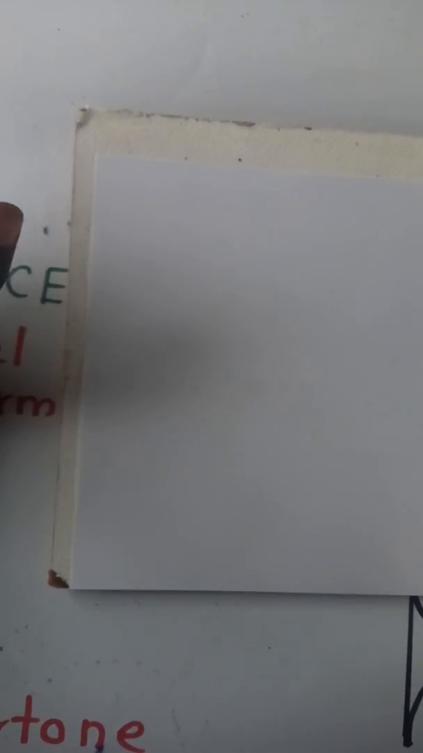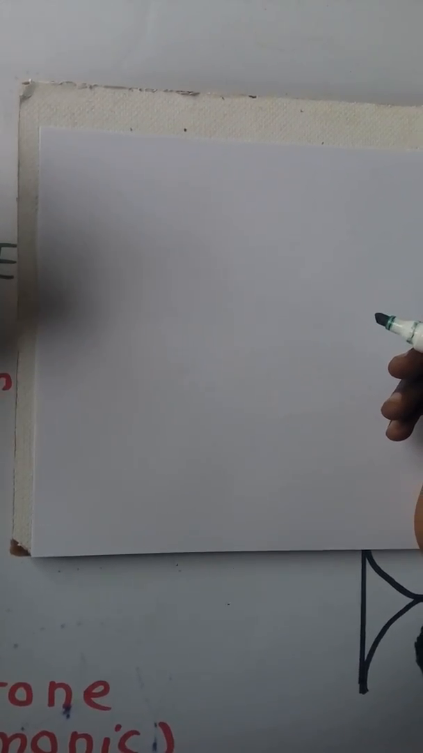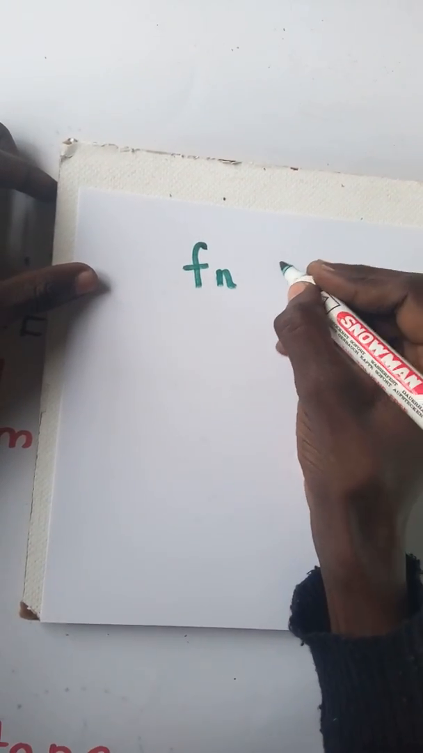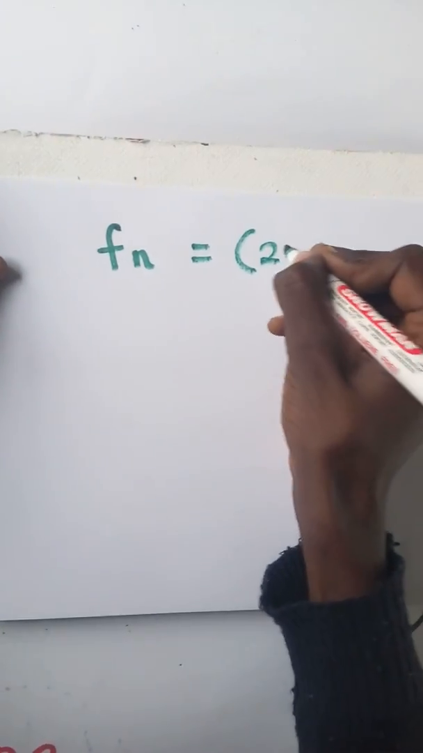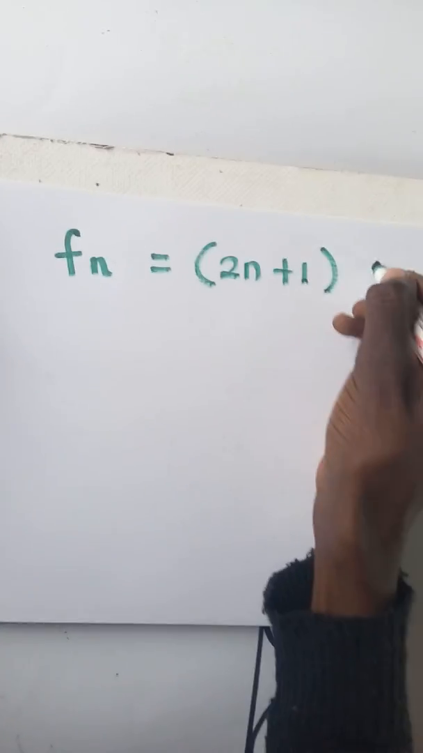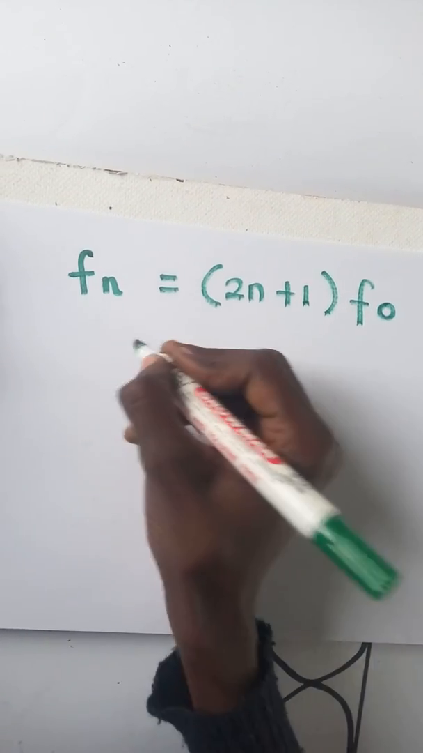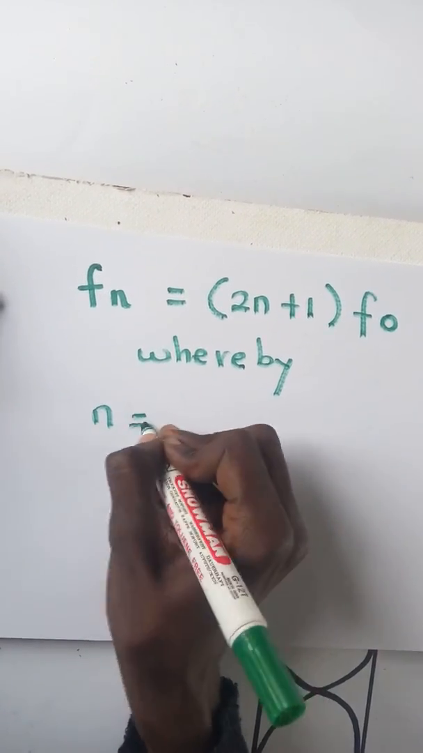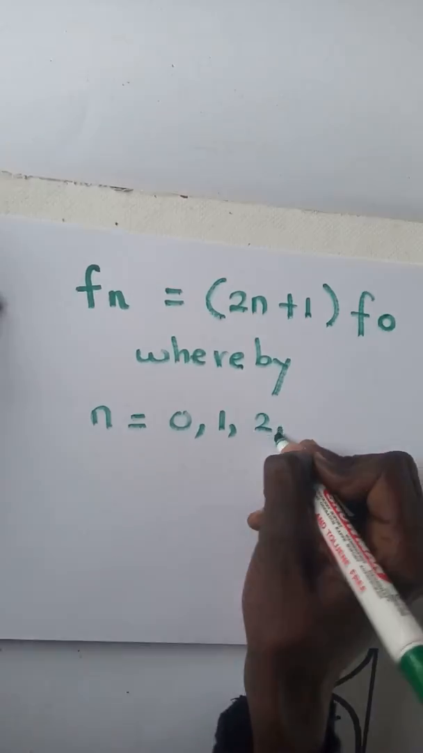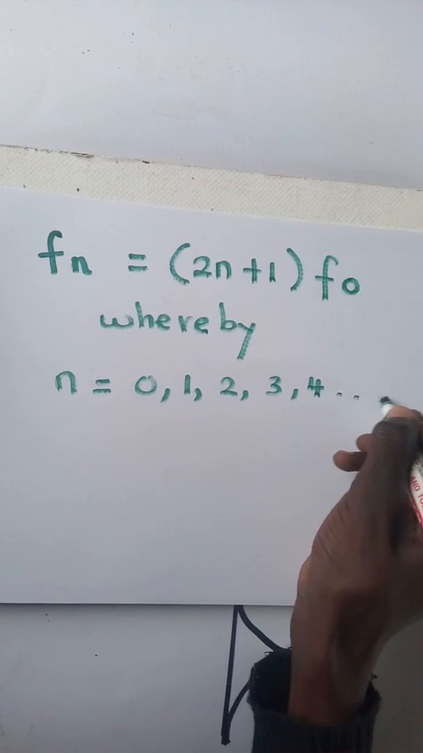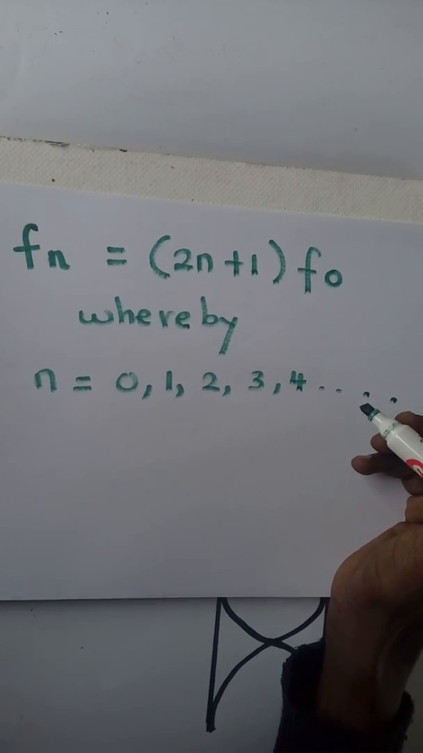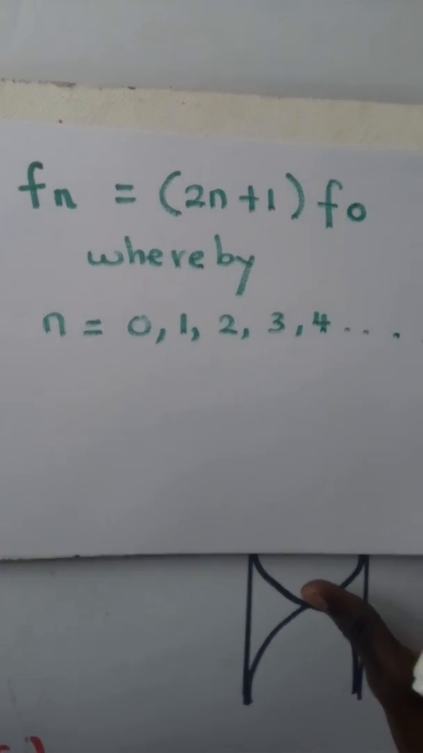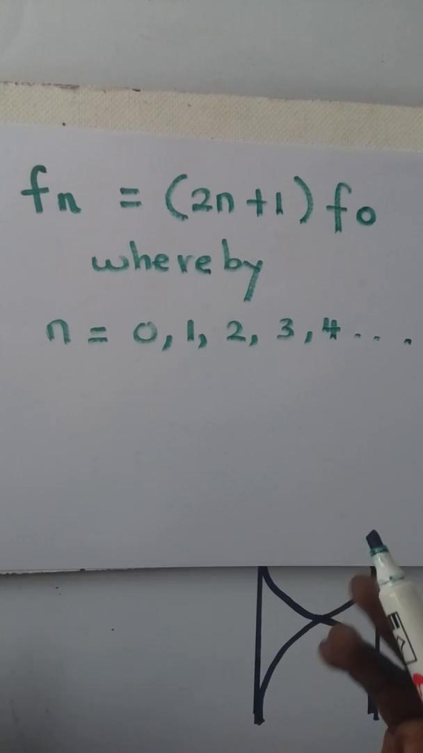Therefore, the formula for the frequency of the nth harmonic is given by: frequency of the nth harmonic is equal to (2n plus 1) times the fundamental frequency, whereby n is equal to 0, 1, 2, 3, 4, and so on. So n must be a whole number. In the next presentation, we are going to solve examples on how to use this formula. Thank you.